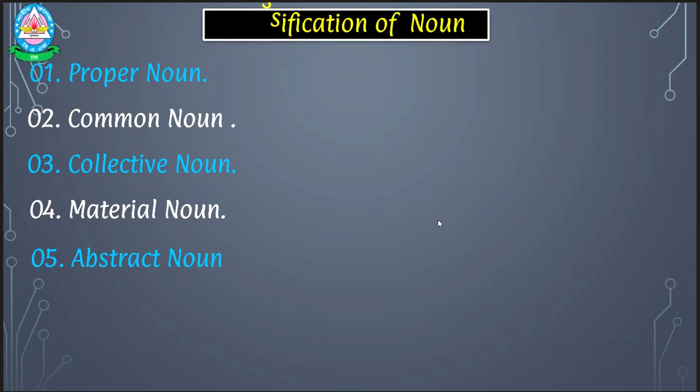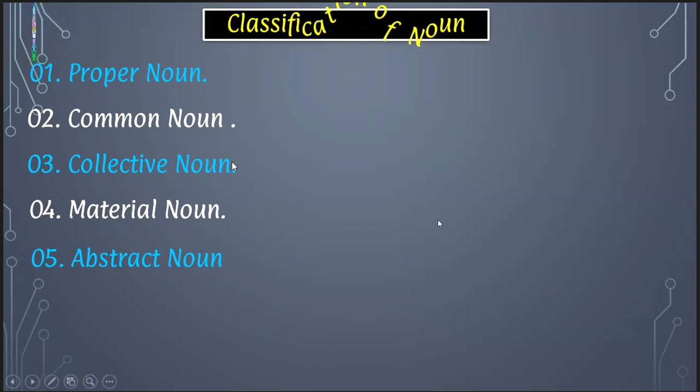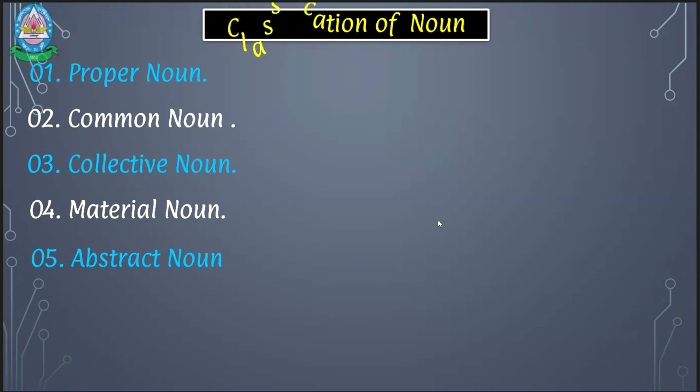If you classify the nouns on the basis of countability, you can say the first 3 nouns can be counted. I mean, they are used as countable nouns. Proper noun, common noun, collective noun. These nouns are regarded as countable nouns. And number 4 and 5, material noun and abstract noun, are regarded as uncountable noun. Uncountable noun is also called non-count noun.